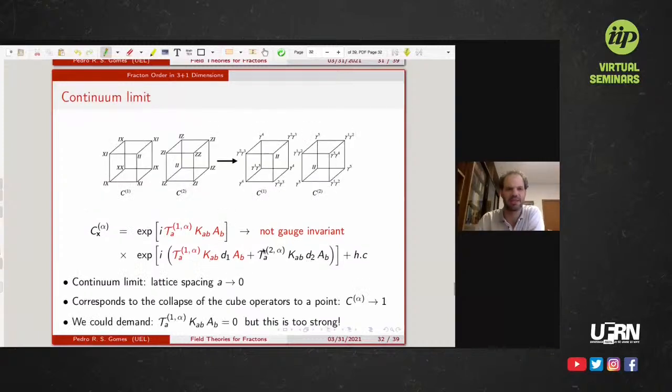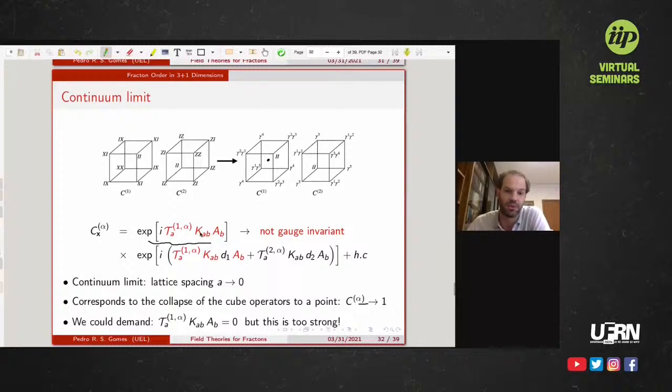Okay, so let's try to understand what's going on here. So I just repeat the figures here for convenience. And let's consider the continuum limit. So the zero order term essentially corresponds to the collapse of the cube operators to a point. So imagine you put your frame in the center of the cube. And if you multiply all these matrices, both cube operators reduce to the identity, right? So the map is not reproducing an important property of the lattice.